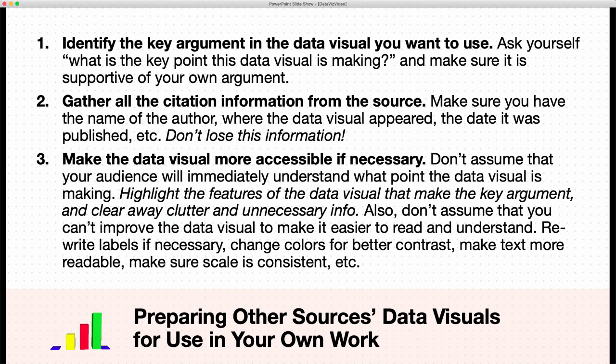Save it, write it down somewhere, because you're going to need it. Then, you want to make the data visual more accessible, if necessary. Don't assume your audience will immediately understand what point the data visual is making. That's your job. You've got to highlight the features of the data visual that make the key argument and clear away clutter, unnecessary info, stuff like that. Also, don't assume that you can't improve the data visual to make it easier to read and understand. People make data visuals all the time that are not so great, and some that could be great if they were a little clearer. So rewrite labels if necessary, change colors for better contrast, make the text more readable, make sure the scale is consistent, and so on.